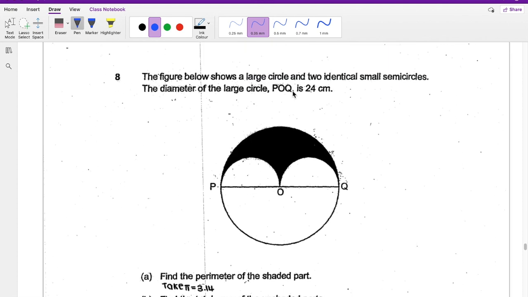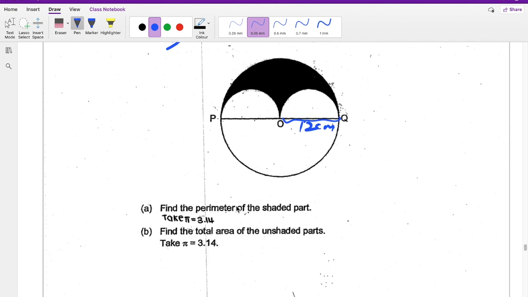So the figure below shows a large circle, right? And 2 identical small semicircles. The diameter of the large circle is 24 cm. Well, this one, they will be 12 cm, right? So find the perimeter of the shaded part. Take pi to be 3.14. When we do shapes, geometry, we need to remember how to calculate the perimeter as well as the area of a circle.